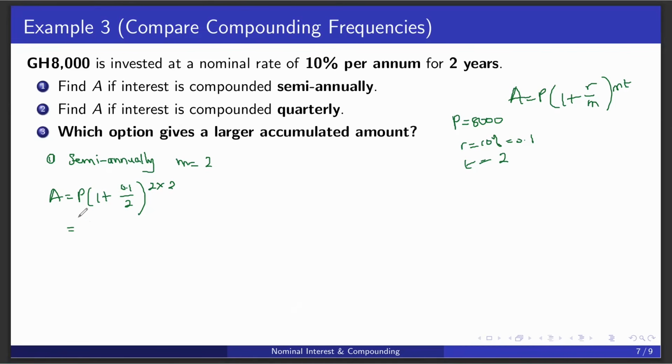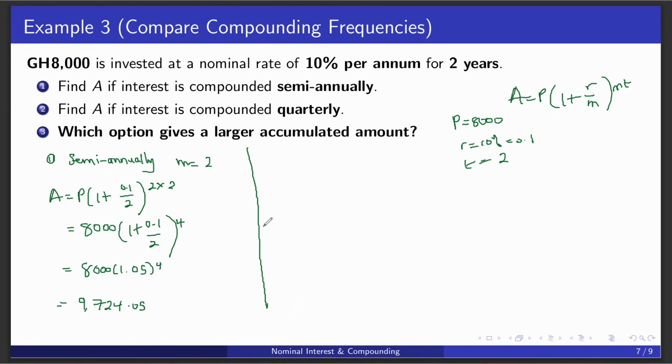P is then 8,000. So let me write the 8,000 here. Times 1 plus 0.1 over 2 raised to the power 4. Now this is going to give 8,000 times 1.05 to the power 4. And finally, we have 9,724.05. Let's look at the case of the quarterly compounding.